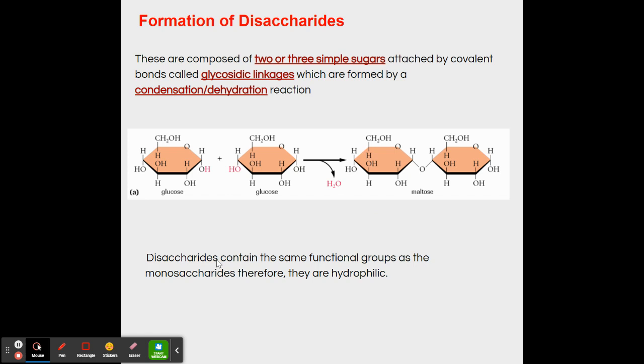Okay, so disaccharides contain the same functional groups as the monosaccharides. Therefore, they are hydrophilic. You can still see here that you have all these hydroxyl groups within each one of the monosaccharides. Again, the hydrogen interacts with the hydroxyl of 1, and you get the formation of water and a glycosidic linkage. Alpha glucose with alpha glucose forms maltose, and when the bonds to the oxygen are coming down from carbon 1 and carbon 4, you're going to have an alpha glycosidic linkage.